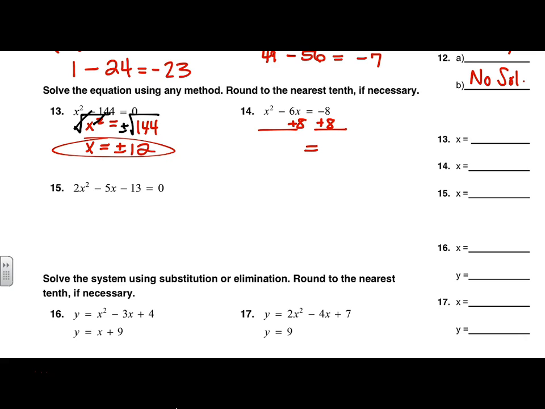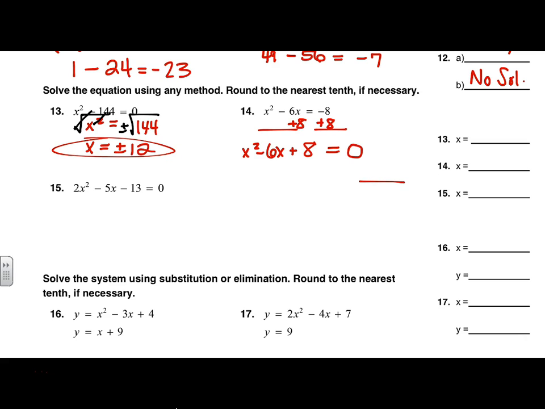What's negative 8 plus 8? I mean 0. That's the whole reason we did that, right? To move the negative 8. We get the right side equal to 0. On the left side we have x squared minus 6x plus 8. And we can't put anything together because they're not like terms. However, what we could do is try to factor.